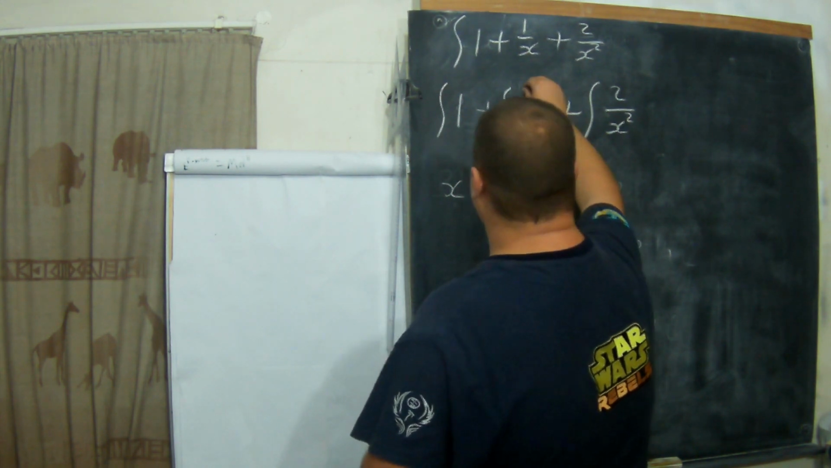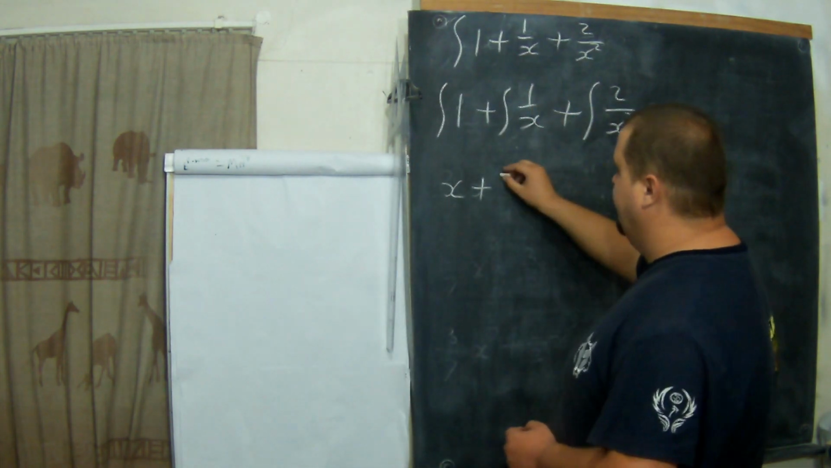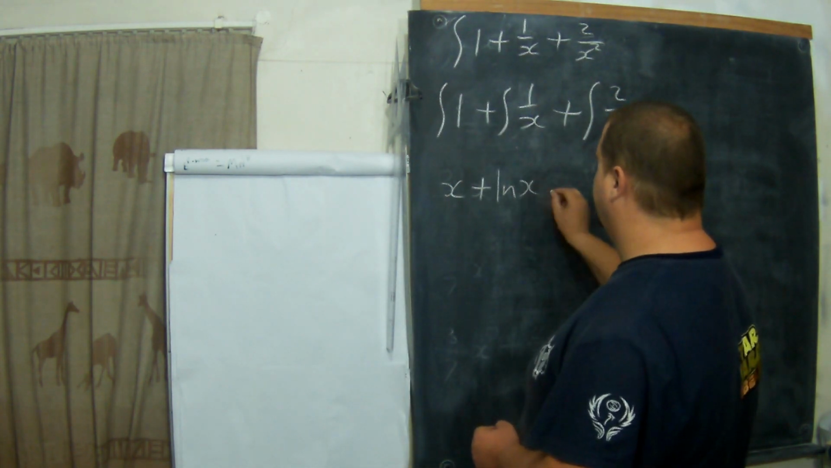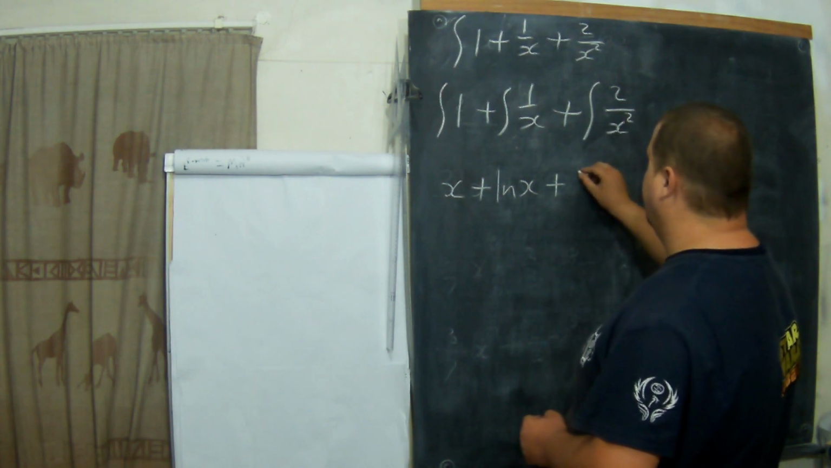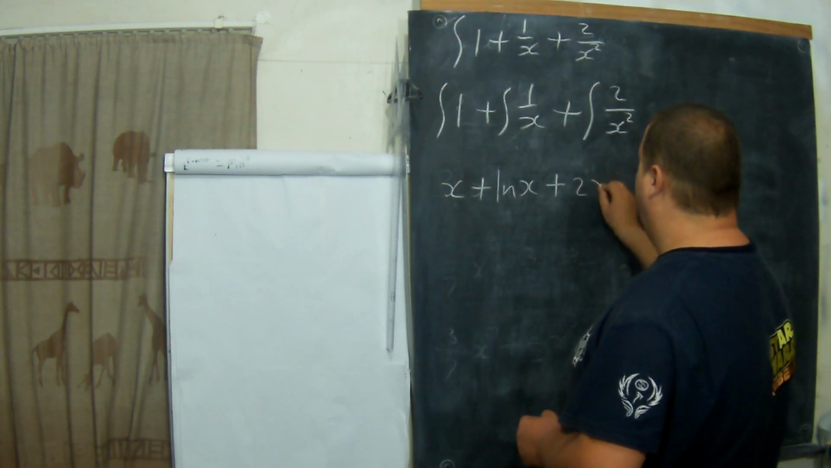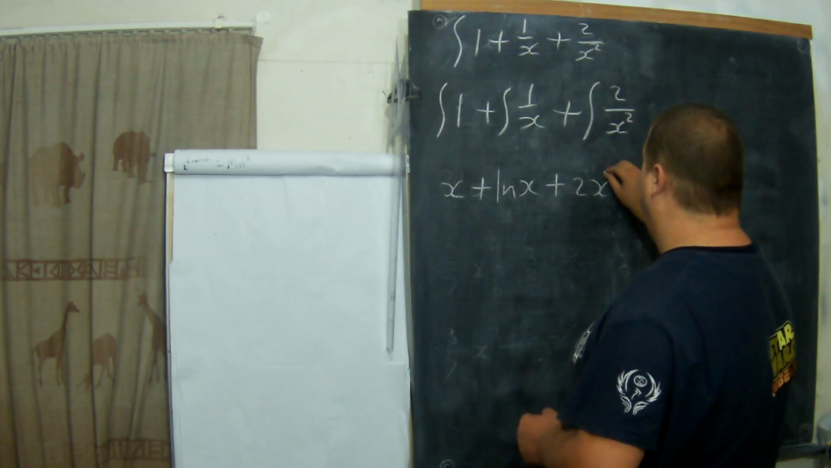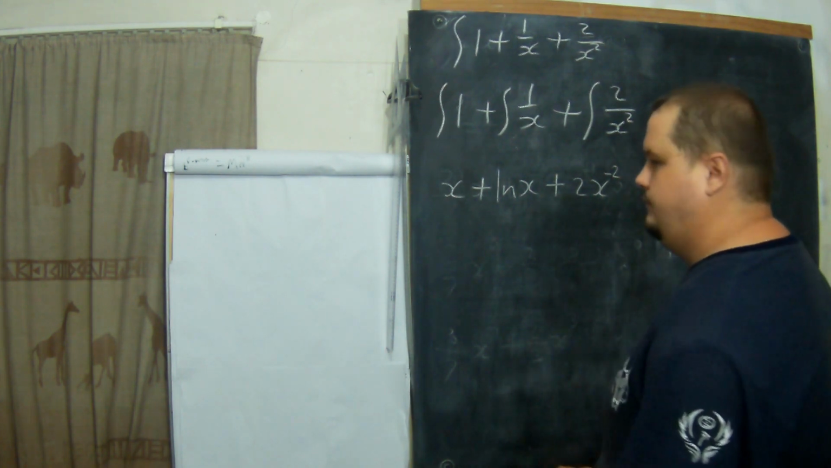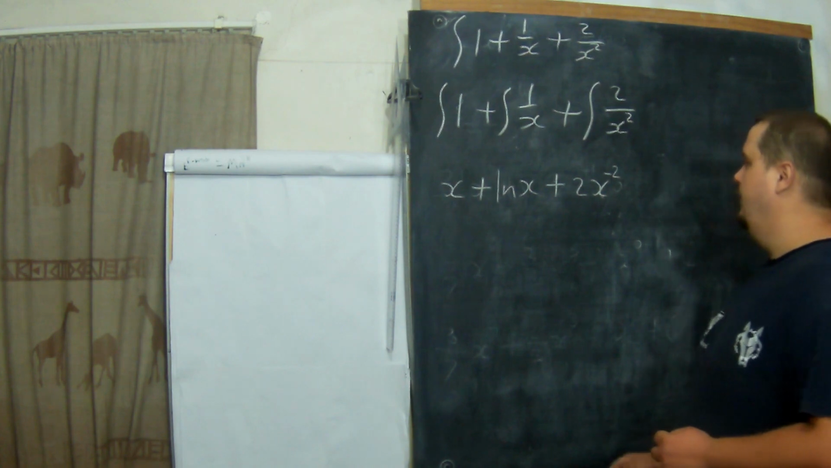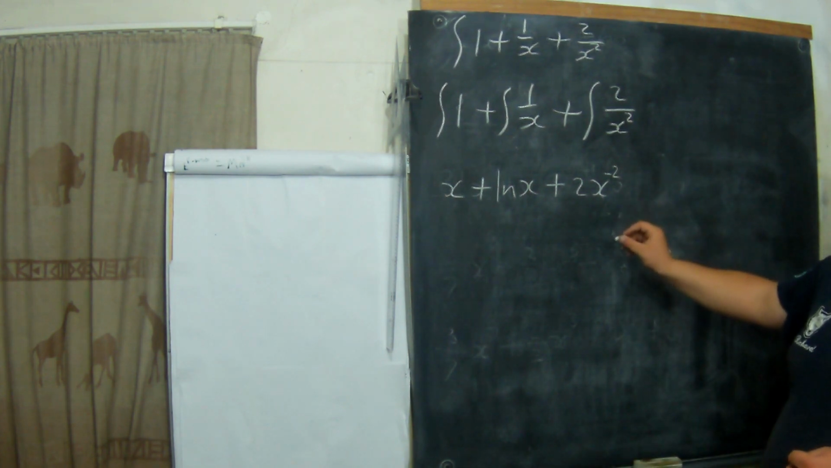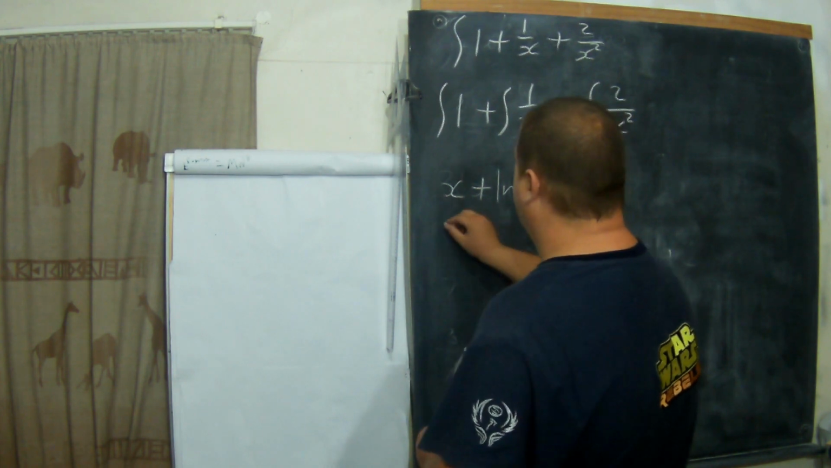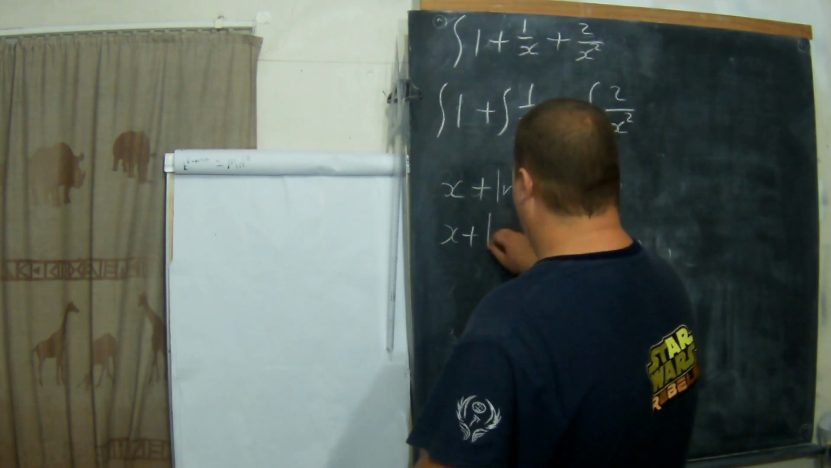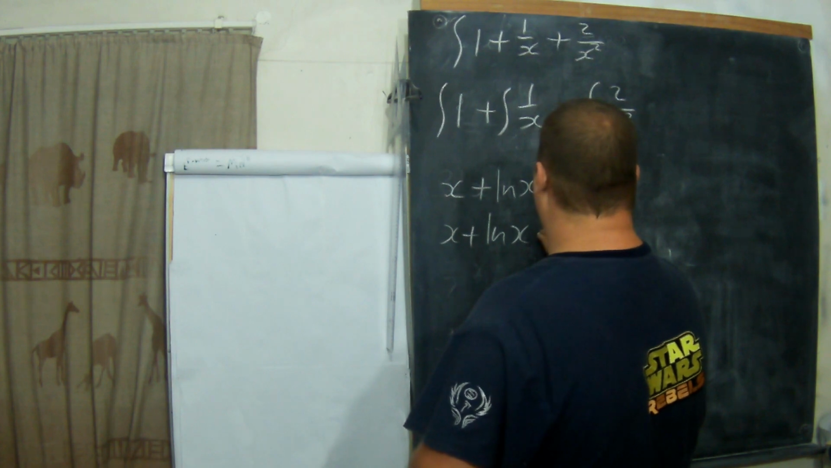So 1 becomes x, plus. Now the integral of 1 over x is ln x. Plus, now we're going to integrate 2 over x squared. We bring the x up, so it's 2x to the power minus 2. So what we're going to say is x plus ln x.